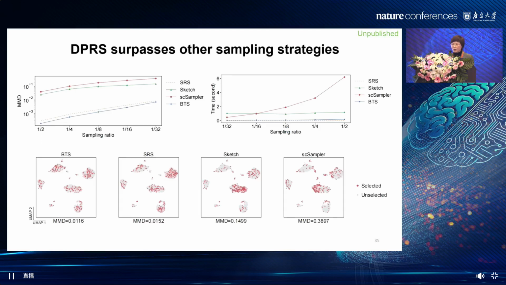We benchmarked the BTS against simple random sampling, Sketch and SC sampler. BTS consistently achieves the lowest maximum mean discrepancy, indicating the best preservation of the original data distribution, particularly at lower sampling ratios. It's also significantly faster than Sketch and SC sampler, comparable in speed to SRS.